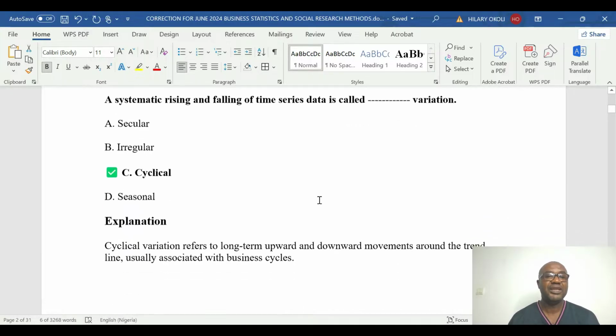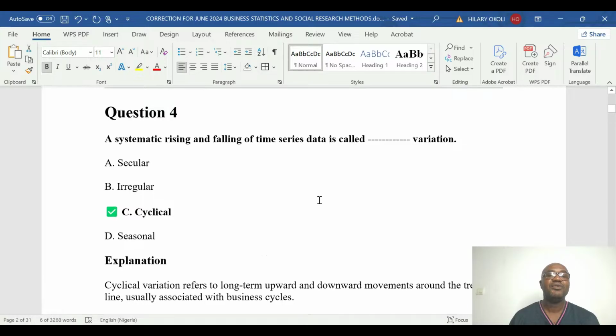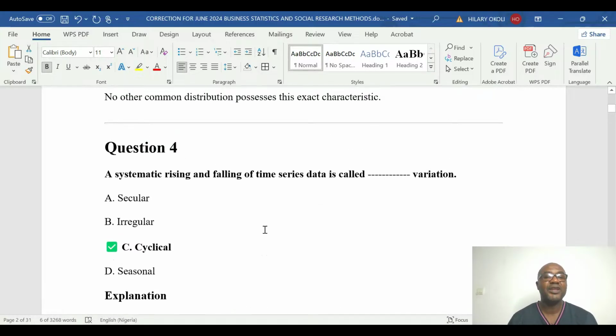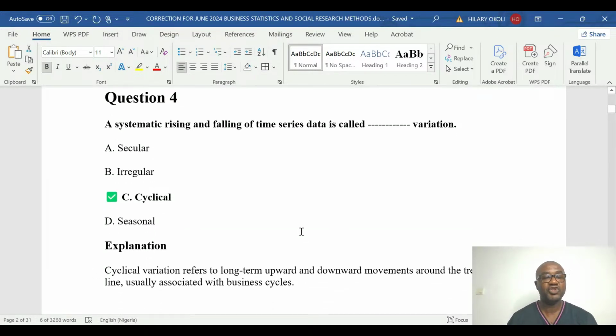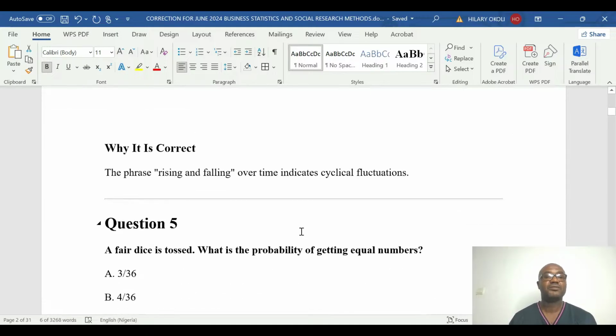It's not secular, it's not irregular. A mistake may be made when you see rising and falling and you say irregular variation. No, it's not irregular. So the term there is cyclical variation. Or seasonal, when you hear rising and falling, rise and fall is seasonal. So this is just to confuse you, but with this illustration, you're no longer confused. Remember, a systematic rising and falling of time series data is called cyclical variation.